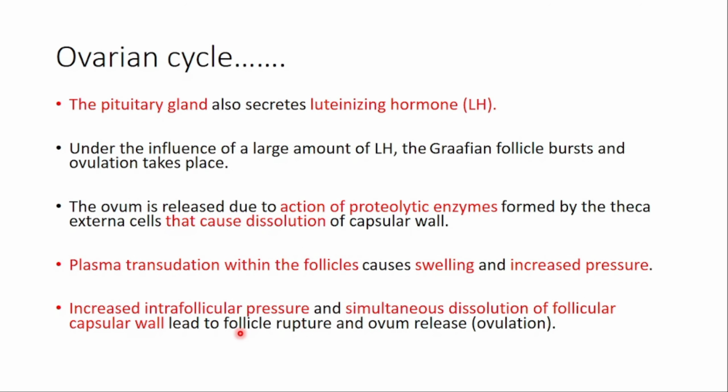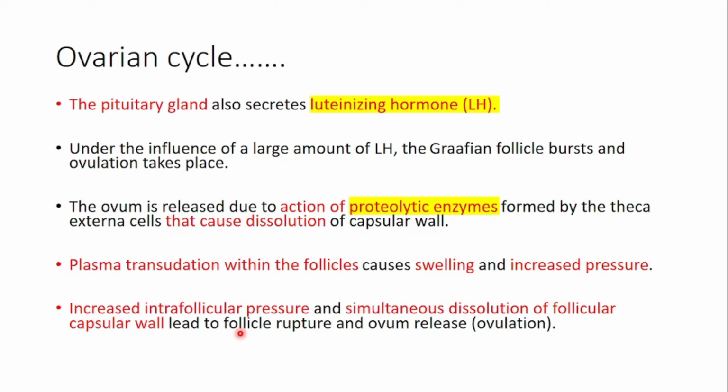The pituitary gland not only releases follicle stimulating hormone but also luteinizing hormone, which influences the Graafian follicle to burst in a process termed as ovulation. And the ovum is released from the Graafian follicle due to action of proteolytic enzymes formed by the thicker external cells that cause dissolution of the capsular wall of the Graafian follicle.